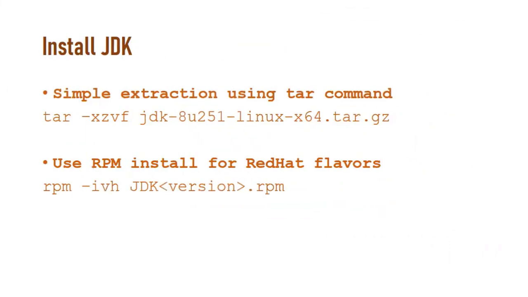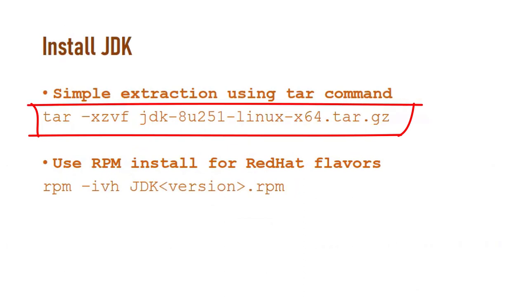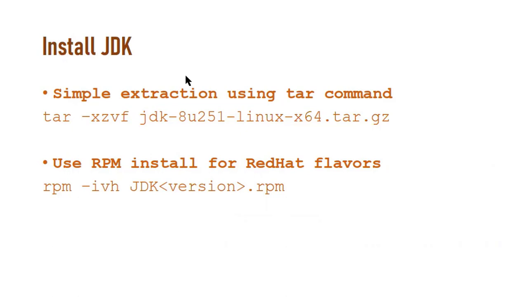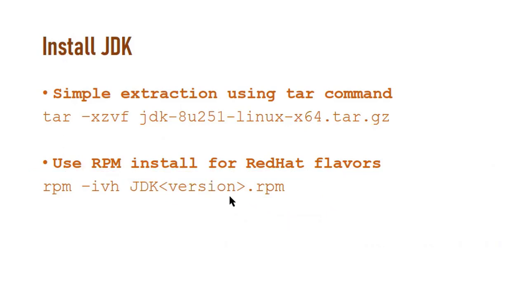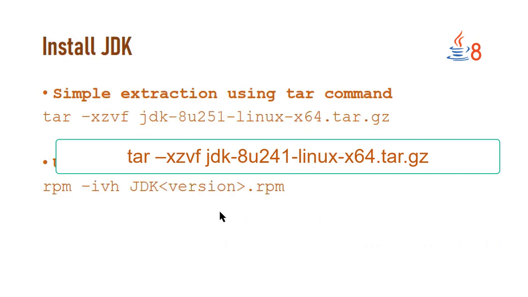So let's begin the first practical experiment step. We are going to use the tar command to install the JDK. This is a simple extraction. Another alternative is RPM installation, which also works in the Oracle Linux and Red Hat flavors.